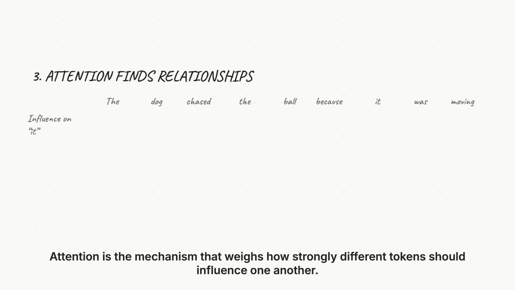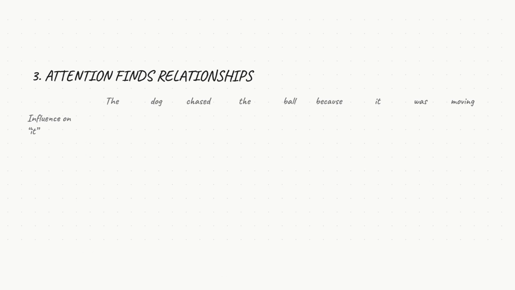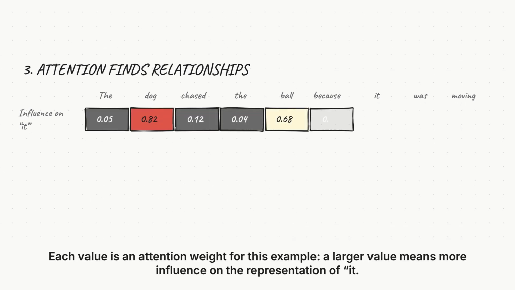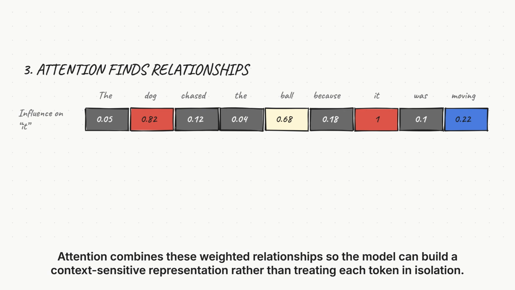Attention is the mechanism that weighs how strongly different tokens should influence one another. Here the question is which words help interpret "it" in the sentence about a dog chasing a ball. Each value is an attention weight for this example. A larger value means more influence on the representation of "it". The dog has a high weight of 0.82, and the ball also has a substantial weight of 0.68, while words such as "the" contribute much less. Attention combines these weighted relationships so the model can build a context-sensitive representation rather than treating each token in isolation.